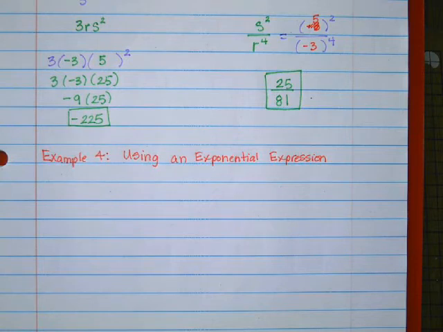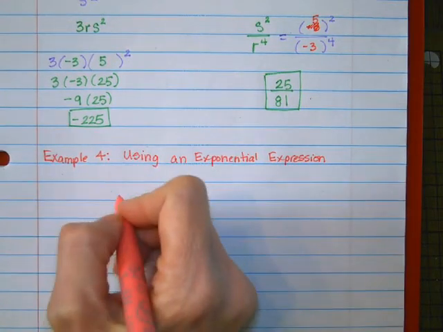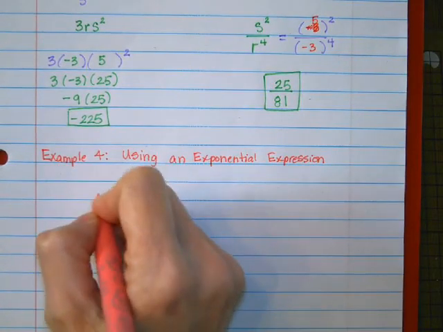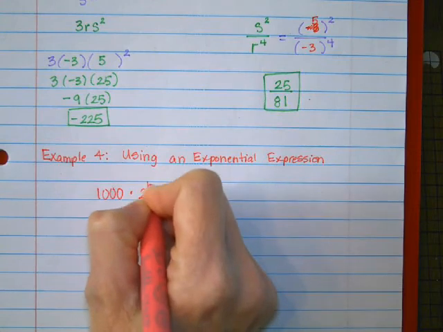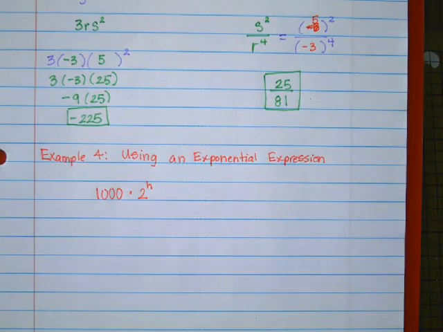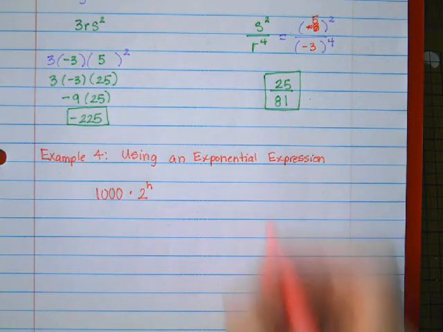Okay, so example 4 is about population growth. It says a population of marine bacteria doubles every hour under controlled laboratory conditions. The number of bacteria is modeled by the expression. So I'm going to write that expression down: 1,000 times 2 to the h, where h is equal to the number of hours after a scientist measures the population size. So I'm going to write that down.